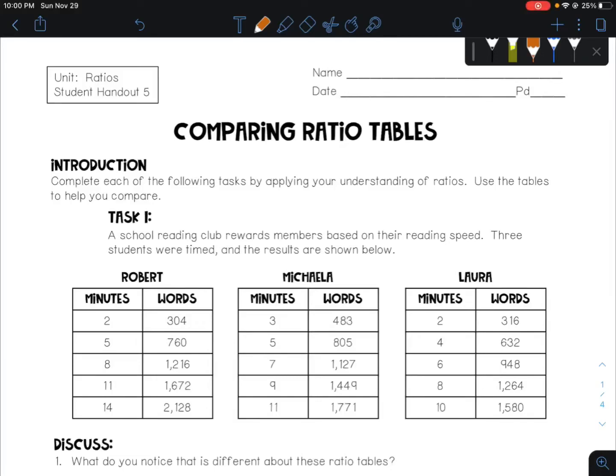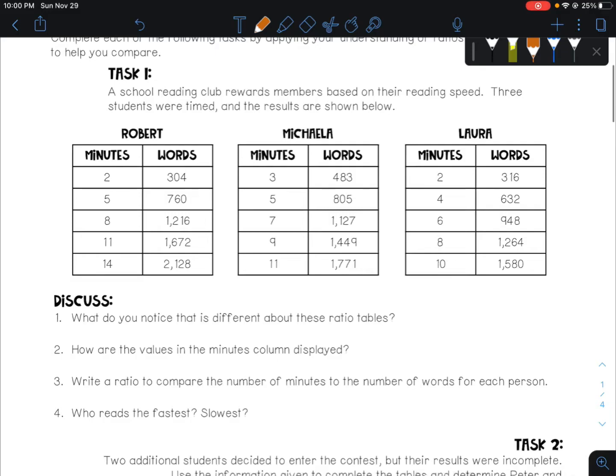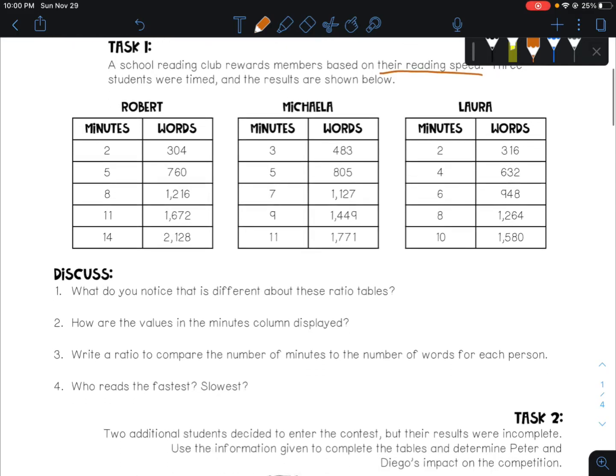For Lesson 5, we'll be comparing ratio tables. So in our first task, a school reading club rewards members based on their reading speed. 3 students were timed, and the results are shown below. So we've got Robert, Michaela, and Laura. They each have a table that represents their reading speed. All right, so what do you notice that is different about these tables?